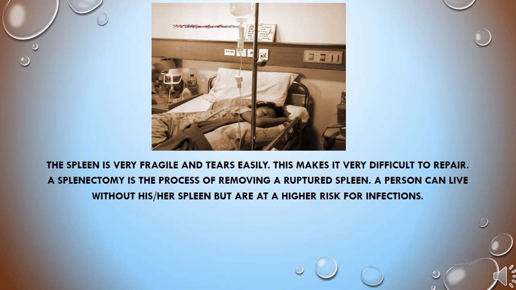The spleen is very fragile and tears easily. This makes it very difficult to repair. A splenectomy is the process of removing a ruptured spleen. A person can live without his or her spleen, but is at a higher risk for infections.